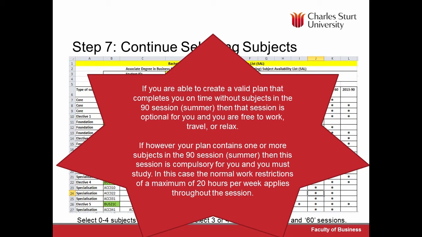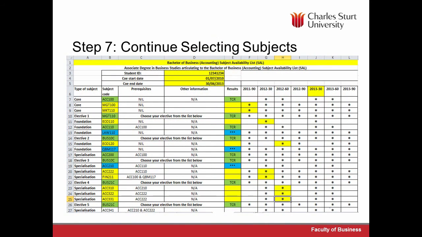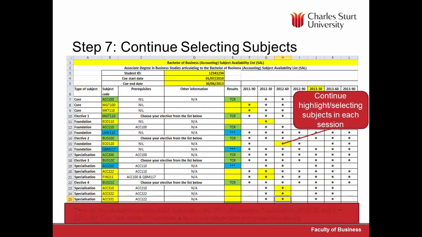So what that means, if you're not studying, you have a holiday. The beauty of that is you can work unlimited hours, you can travel, you can relax, you can do whatever you want. You're not regarded as a student over that period of time that is studying. However, if you take 1 subject or more in the summer, you are a full-time student, deemed to be a full-time student, and all other restrictions apply, such as working for 20 hours maximum. So we continue planning on.